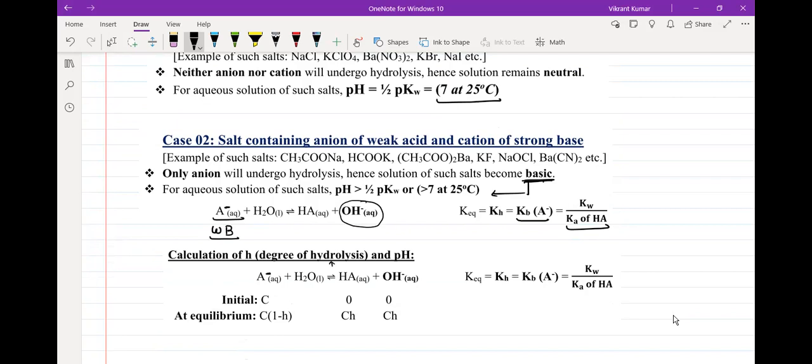Now this will have the name degree of hydrolysis. And what was the name of Kh? Hydrolysis constant. So we need to be very careful about the words. If they are asking you hydrolysis constant, we need to report Kh. If they are asking you degree of hydrolysis, they are asking about small h. Okay, so this is hydrolysis constant.